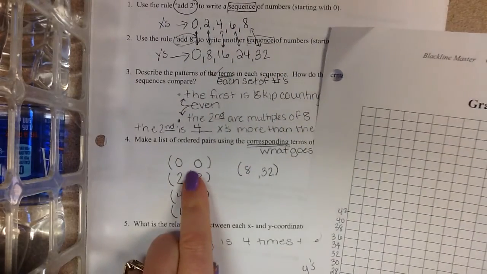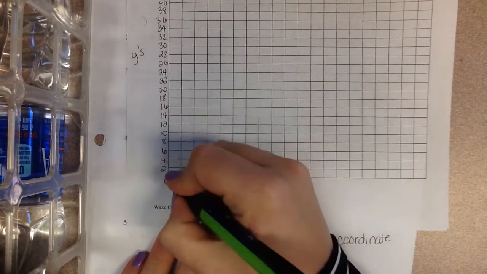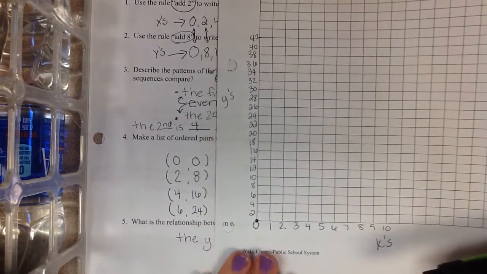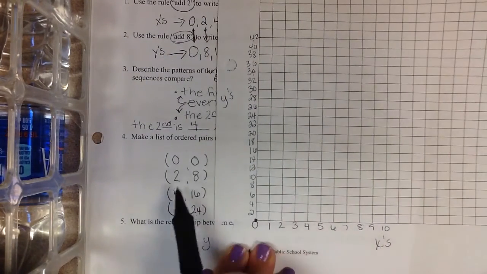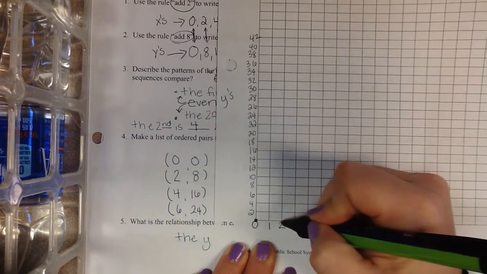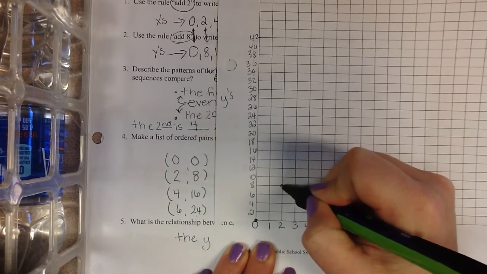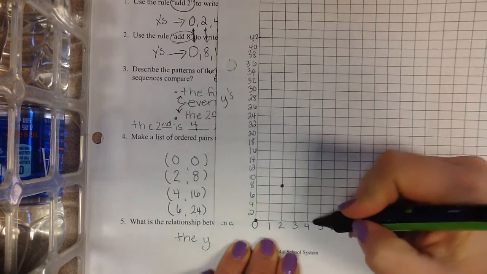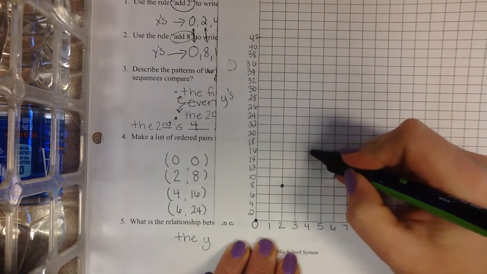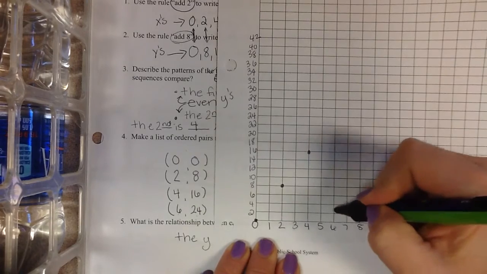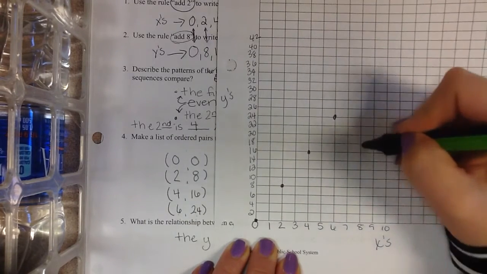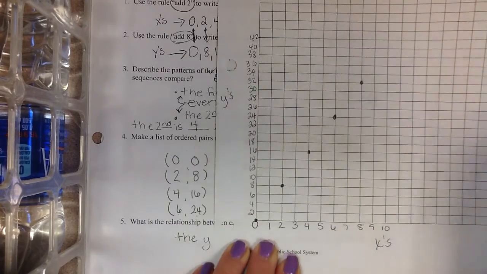What are the ordered pairs? 0, 0. I didn't have a 1, so I'm going to go over to 2. 2, 8. My next one was 4, 16. 6, 24. 8, 32. Again, I don't have a straight edge.